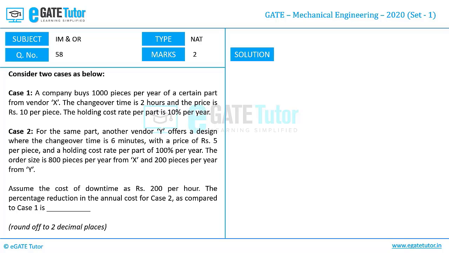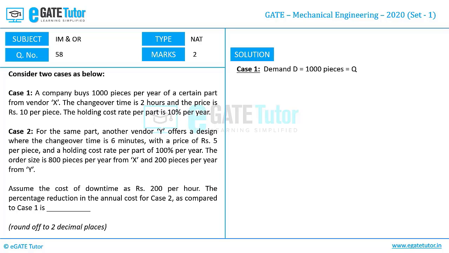Round this. Okay, so basically this is a question from inventory control. Let's try to calculate the annual cost. Let's proceed to the solution. First, let us try to understand and calculate the annual cost for case 1. It is given that the demand D is equal to 1000 pieces. Let us consider that as economic order quantity Q.